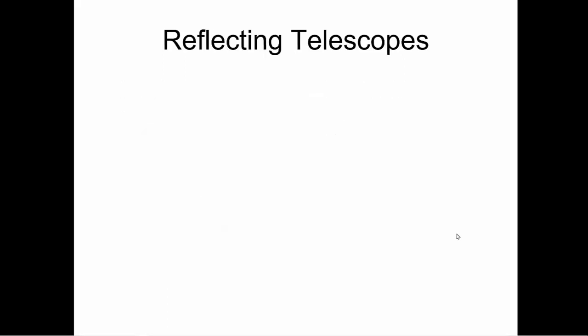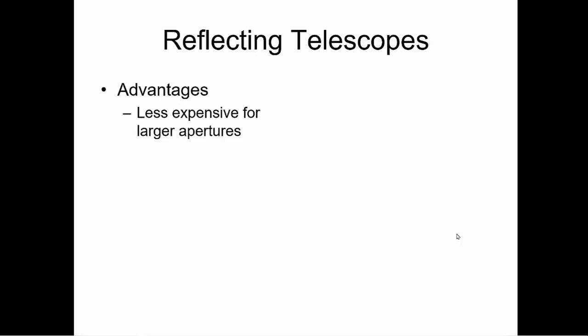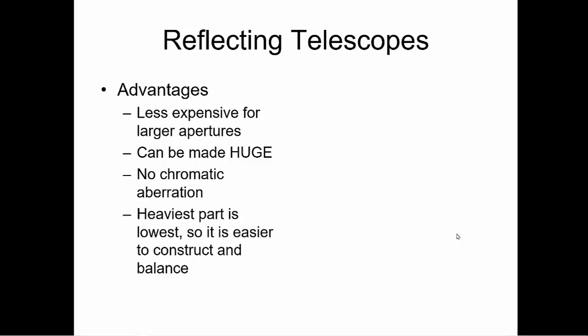Let's have a look at reflecting telescopes. Advantages: they're less expensive for larger apertures. They can be made huge. There's no chromatic aberration. Oh, one of the reasons, well, the next part here, the heaviest part is lowest, so it's easier to construct and balance one of these things. That's why they can be made huge.